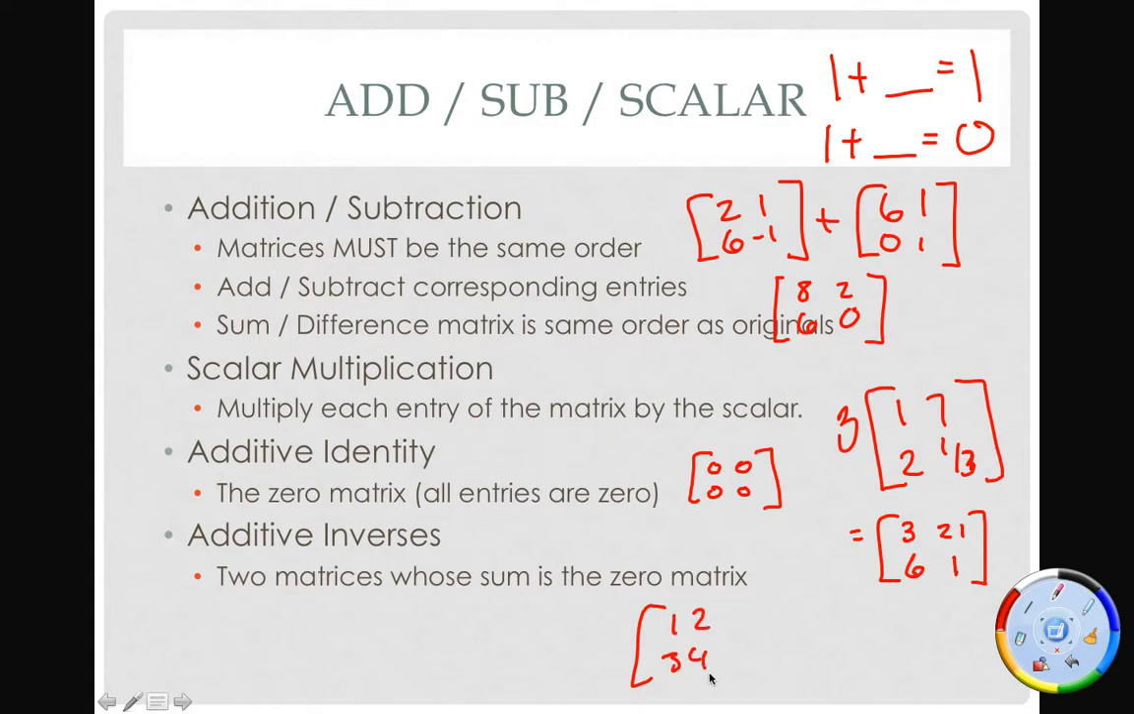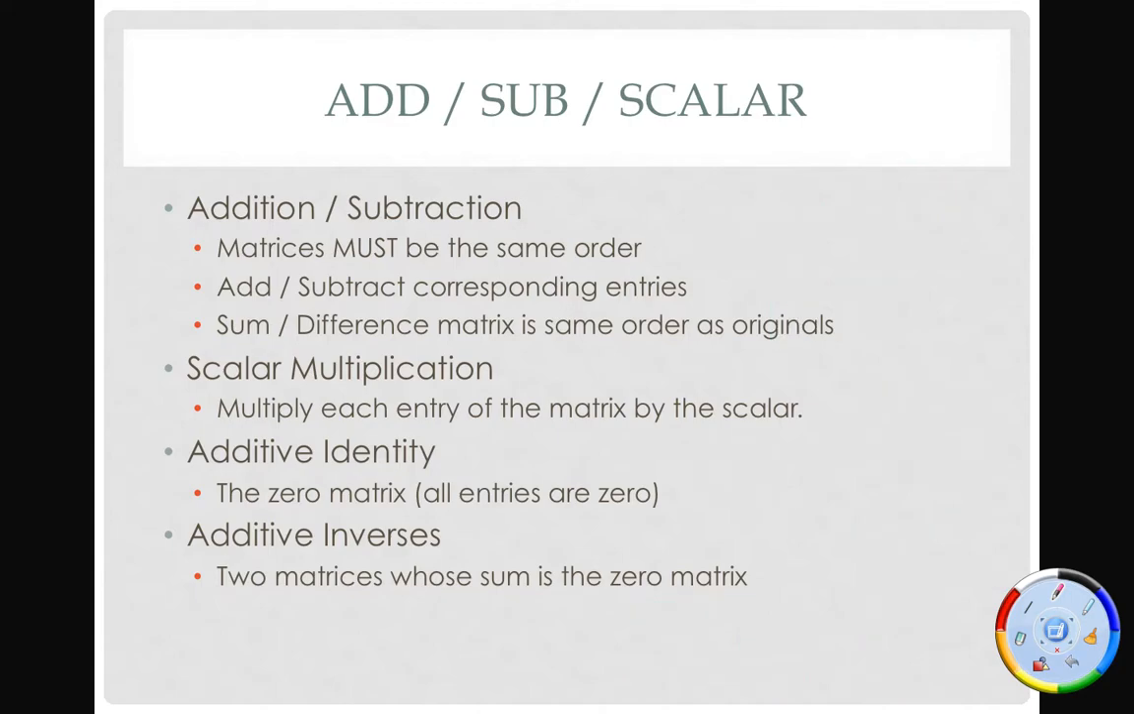1, 2, 3, 4. If I added that to -1, -2, -3, -4, that would create a zero matrix. So these two matrices are inverses. Or sorry, they're additive inverses. They're not inverses of each other. Additive inverses.